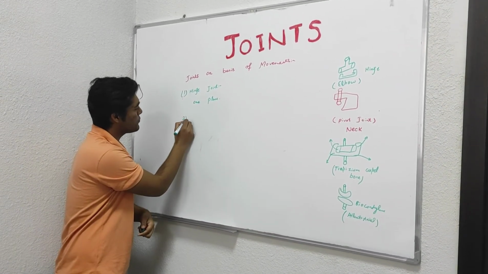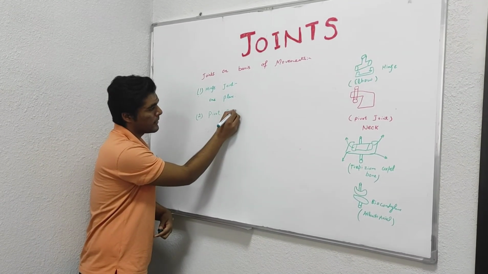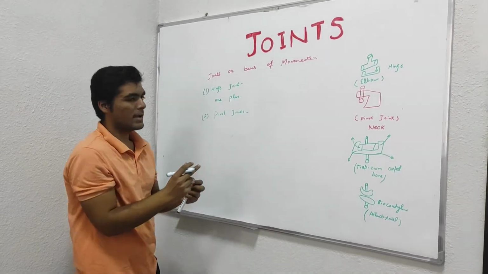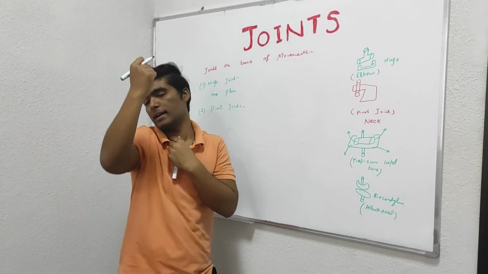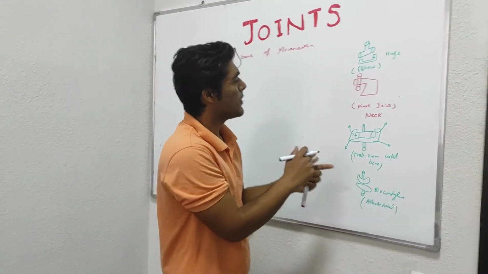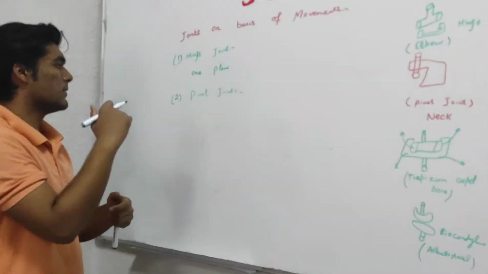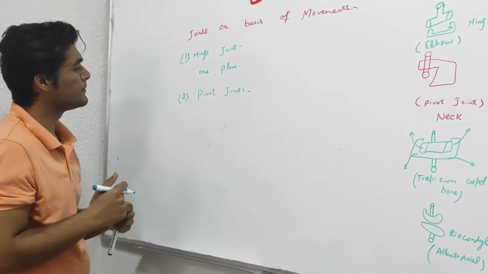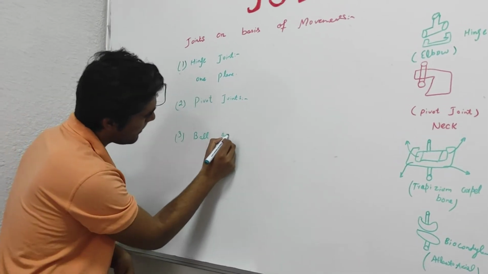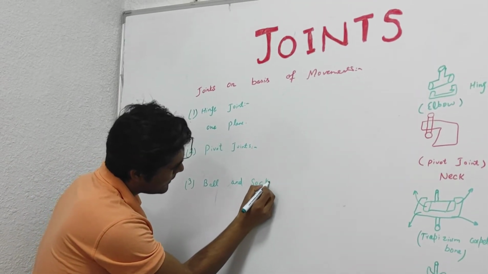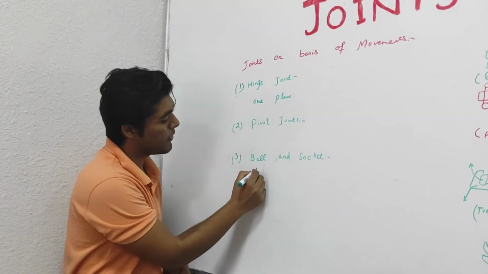And our second type of joint on the basis of movement is the pivot joint. As its name shows, it rotates. Like in our neck, we have pivot joints that rotate our head, and in the same way, we have a pivot joint in the forearm that rotates it. And our third type of joint is the ball and socket joint. They allow free movement, and the hip joint is the example of a ball and socket joint.